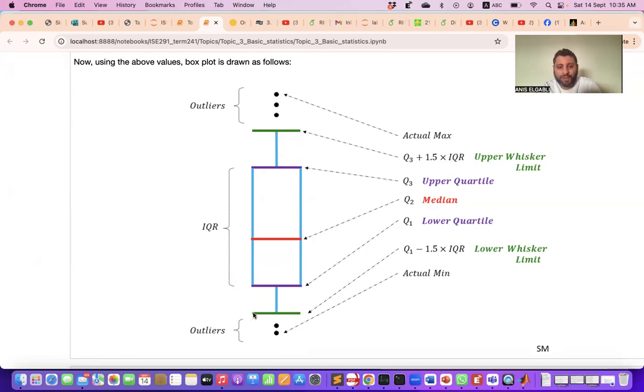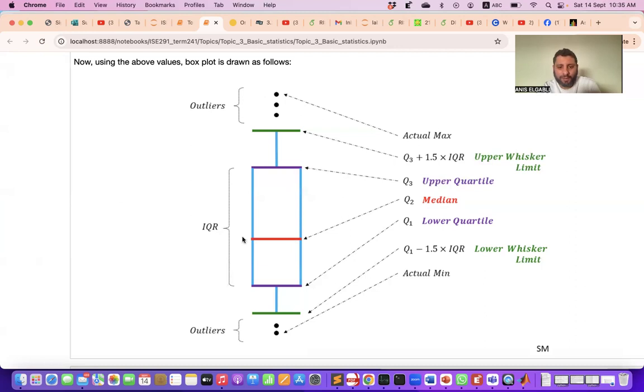And these 2 points here: this one is what we call the upper whisker limit, and this one is what we call the lower whisker limit. The upper whisker limit is equal to Q3 plus 1.5 times the IQR, and the lower one is equal to Q1 minus 1.5 times the IQR. Any point above the upper whisker limit is considered an outlier, and any point below the lower whisker limit is also considered an outlier.